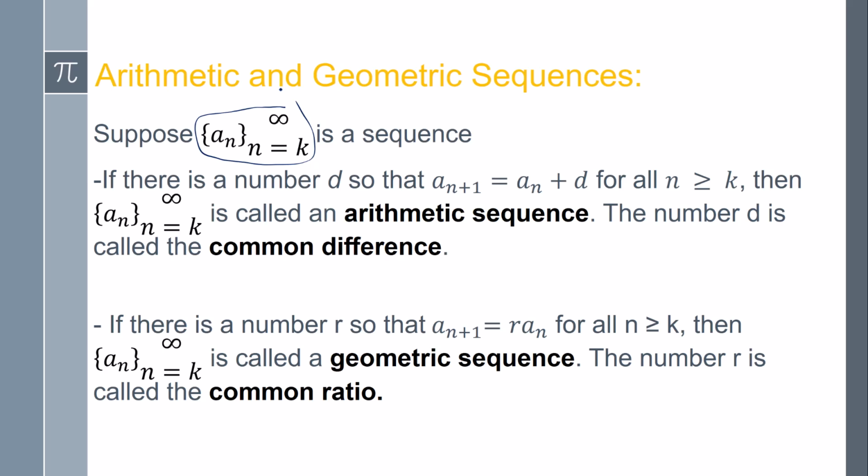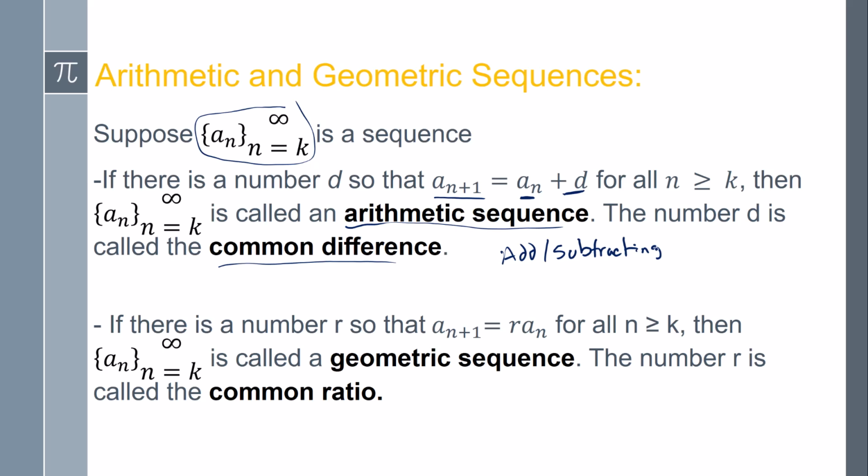If there is a number d, so that my sequence starts with a value and then adds some sort of number d, like plus 2, plus 2, plus 2, plus 2, or minus 2, minus 2, minus 2, we call that an arithmetic sequence. We call that number d the common difference. So basically, if I'm adding or subtracting a number to every single term of my sequence, I know it's going to be arithmetic.